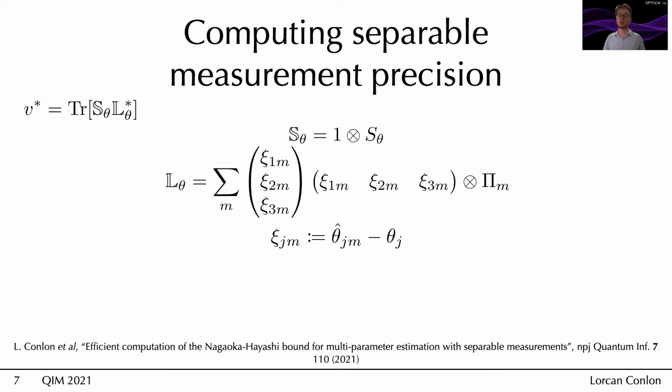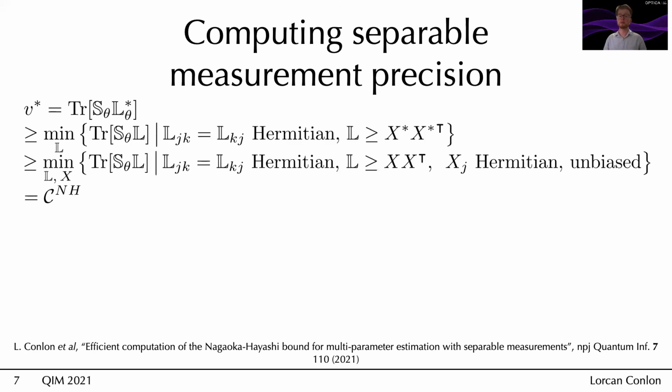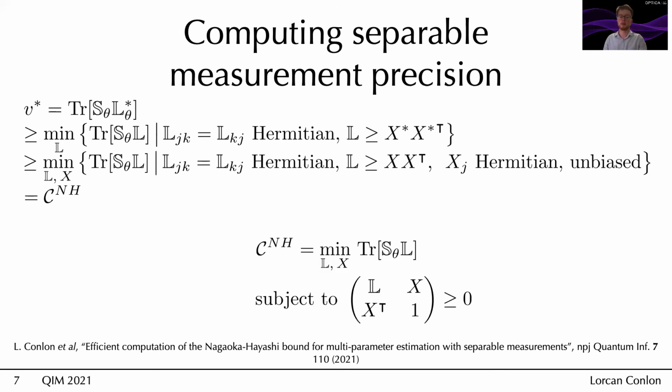For convenience, I've shown L theta here for the estimation of three parameters, and L star theta is the optimal L theta, which minimizes the total variance. With this notation, we can write the Nagaoka-Hayashi bound as shown, as a minimization over the matrices L and X. This is a new bound for multi-parameter estimation with separable measurements. We have further shown that this computation can be recast as a semi-definite program, meaning the minimization problem involved in this bound can be computed in an efficient manner.